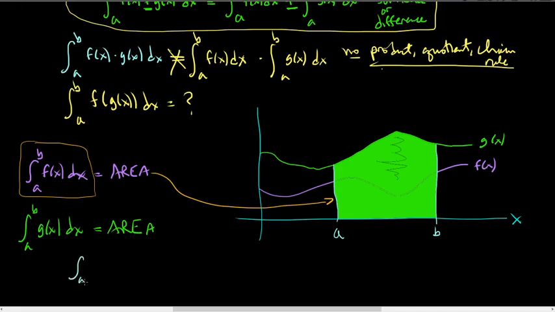If you take the definite integral from a to b of f of x, then it has to be less than or equal to the definite integral of g of x, right? Because, in other words, the green area here has to be bigger than the purple area.